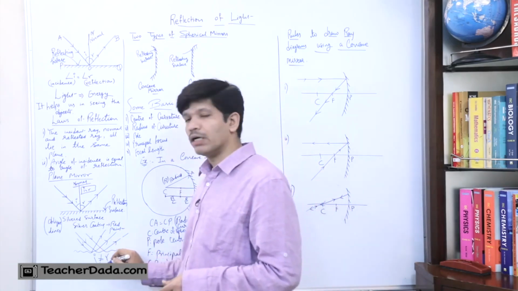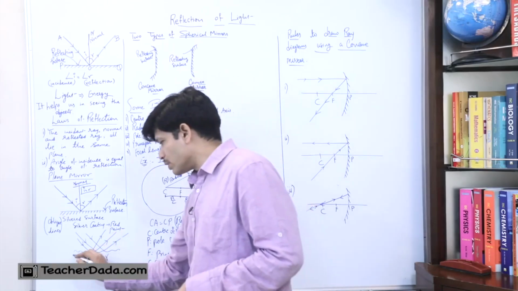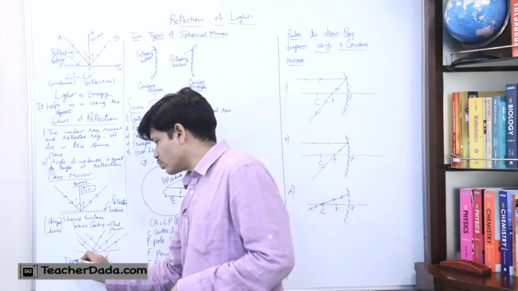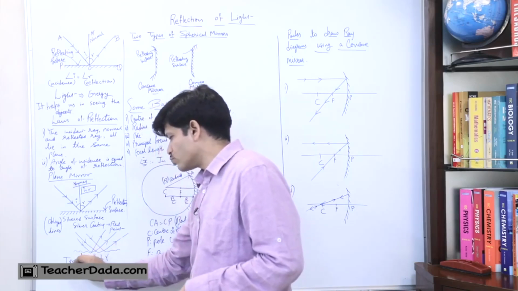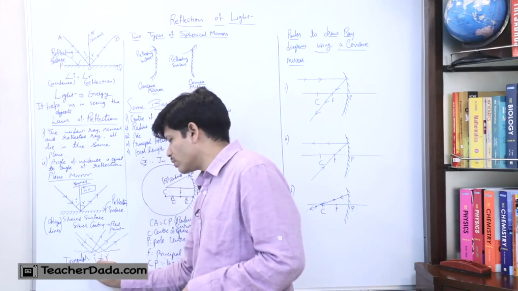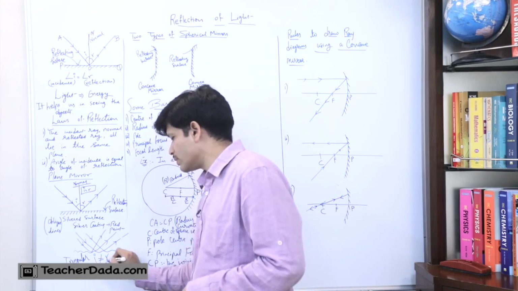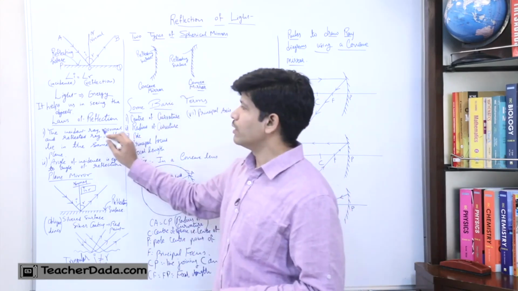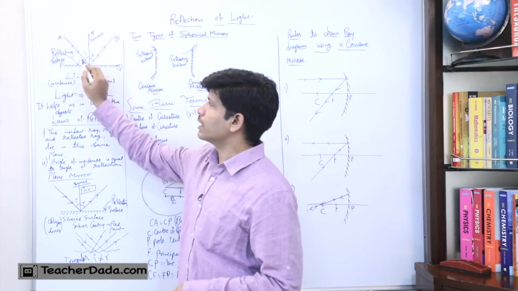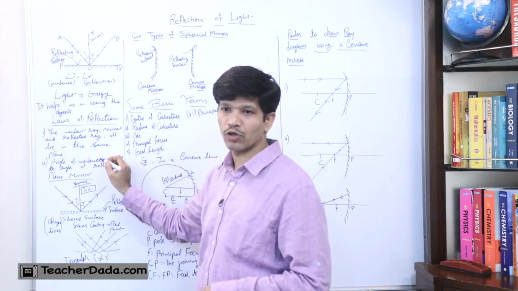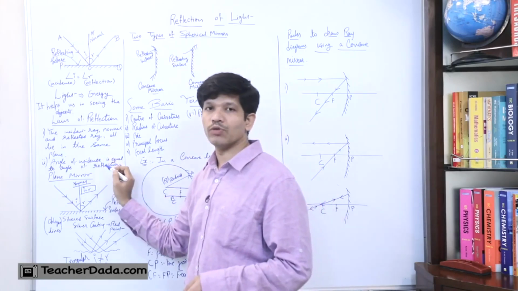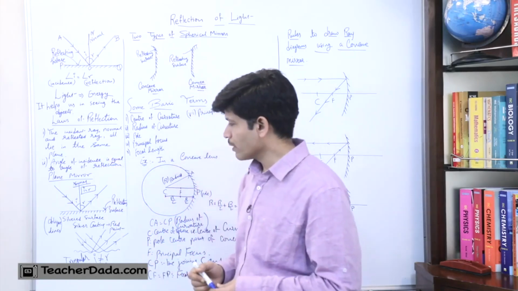It will always be unequal because the surface is also irregular. If the surface is like this, a rough surface, we will get irregular reflection, where angle I is not equal to angle R. Whereas in the flat plane surface, we will get the regular reflection, and the second law is also satisfied, that is, angle of incidence is equal to the angle of reflection.